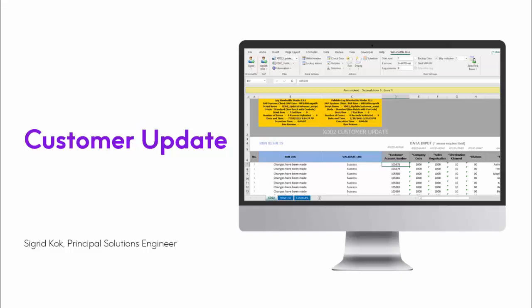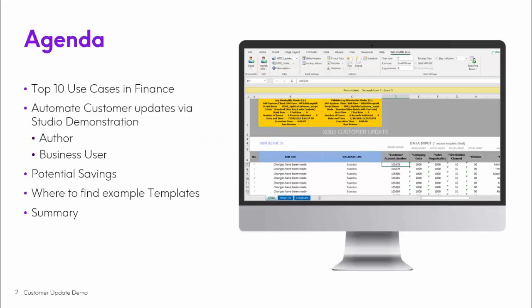I'm a Principal Solution Engineer, and I'd like to walk through the customer update process with Winshuttle Studio today. For the agenda, we'll cover the top 10 use cases for finance where Customer Master fits in. We'll look at customer updates through two different perspectives, one from the author of the automation and also from the business user who consumes the automation. We'll look at potential savings that our customers have obtained, where to find examples, and then a quick wrap up.